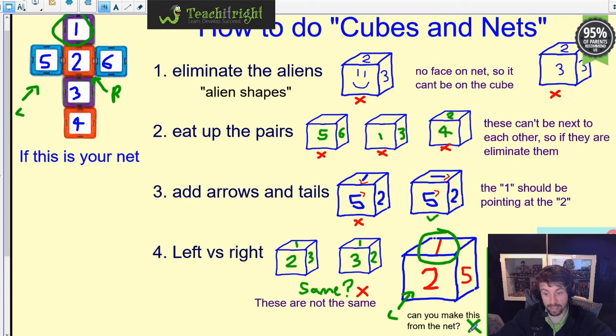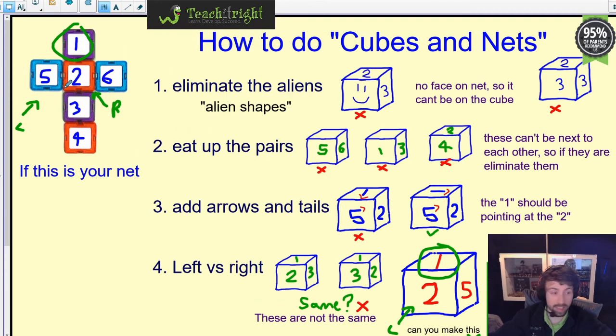You cannot make this net from the above cube because the 2 and the 5 are on the wrong side. But again, making a decision, okay, I'm going to call this the top. I'm going to look at it now from this direction. One thing to be clear, now obviously left and right here are the same.